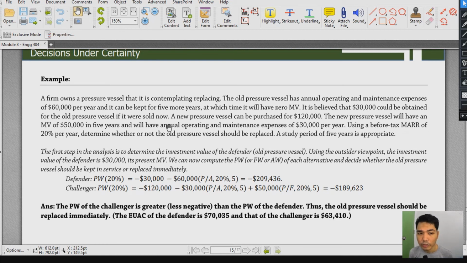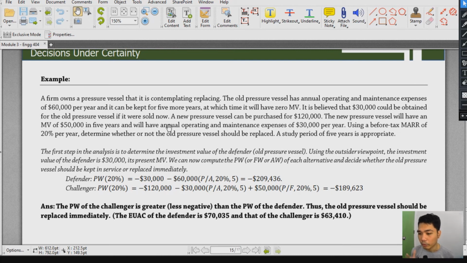So 60,000 per year, and it can be kept for 5 more years, at which it will have a zero market value. It is believed that 30,000 could be obtained for the old pressure vessel if it were sold now, and a new pressure vessel can be purchased for 120,000. So that's your Challenger. The new pressure vessel will have a market value of 50,000 in 5 years and will have an annual operating and maintenance expense of 30,000 per year. We will be using a before tax MARR of 20% per year and determine whether or not the old pressure vessel should be replaced.